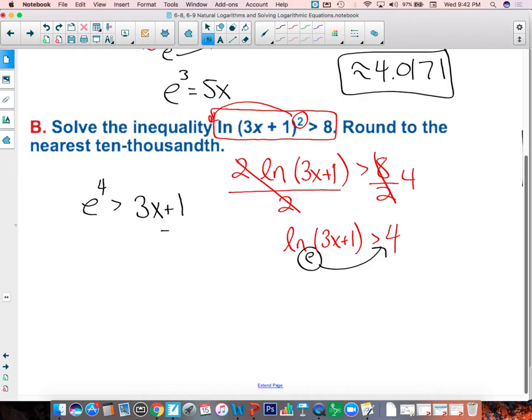So I'll subtract 1 from both sides. So e to the 4th minus 1 greater than 3x. Divide both sides by 3. All right, and I said greater than before. Remember, you read from the variable. So it's x is less than e to the 4th minus 1 over 3. And then you would just put that in your calculator and get a decimal.